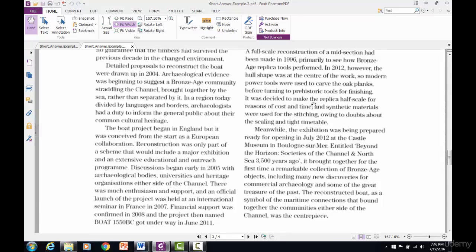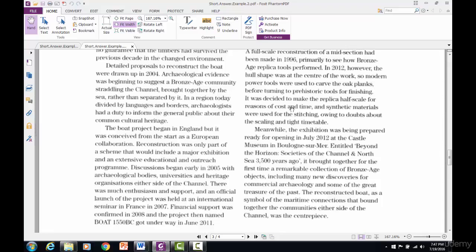And we're scanning, and we're scanning. Here we go. It was decided to make the replica half scale. So this is talking about them not making it full scale, right? It was decided to make the replica half scale. So this is the same as them saying they're not going to make it full scale. Okay. So it was decided to make the replica half scale for reasons of cost and time. There are our answers right there, cost and time.